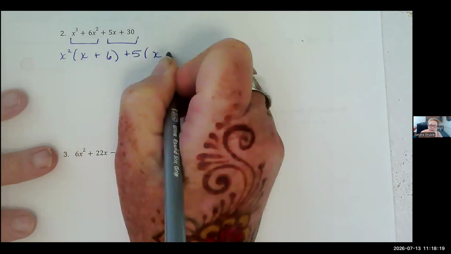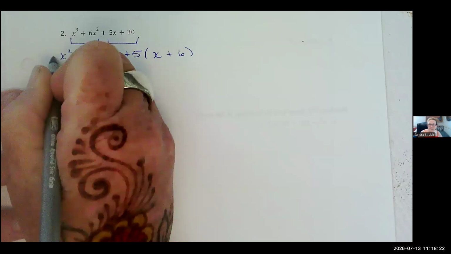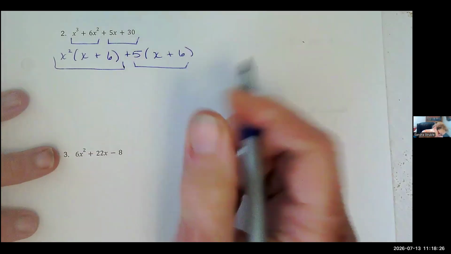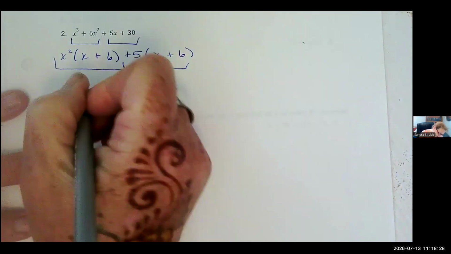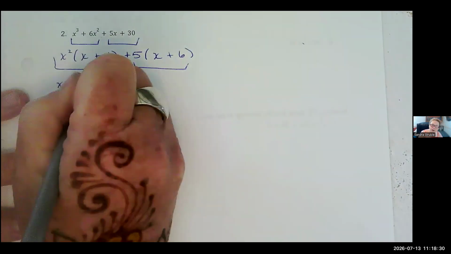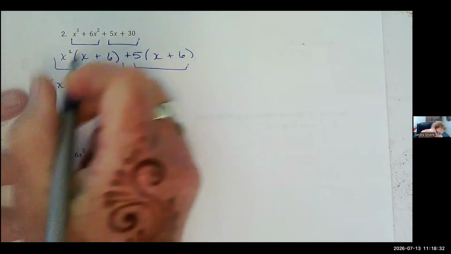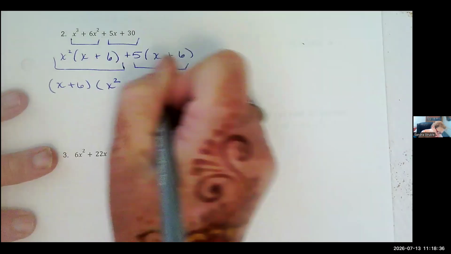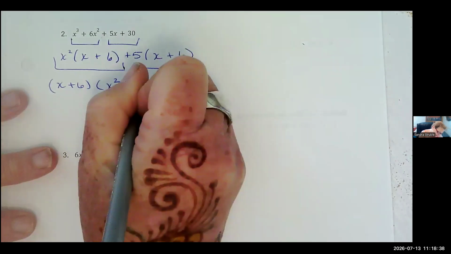Now we've got just 2 terms, and we have to see what they both have in common, and that is x plus 6. Factoring that out, when I factor x plus 6 from the first term, I'm left with x squared. When I factor x plus 6 from the second term, I'm left with plus 5. And that is as far as we're going to go.